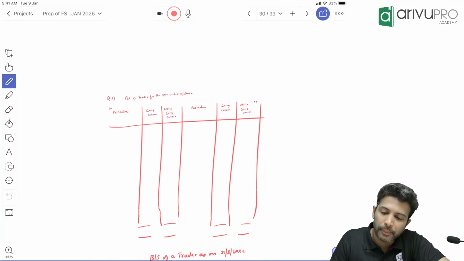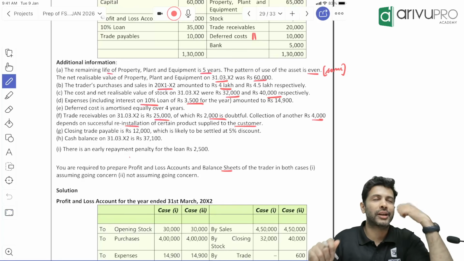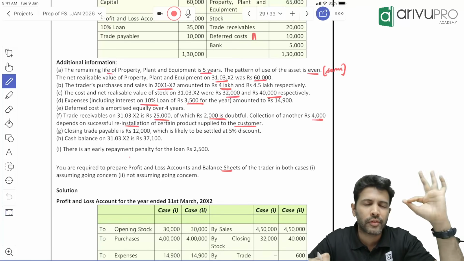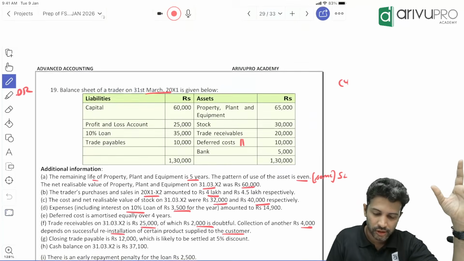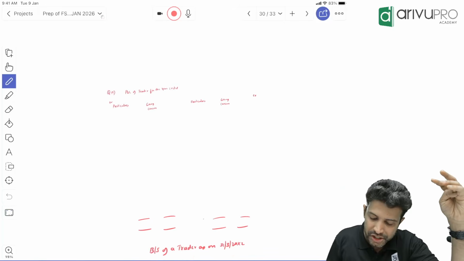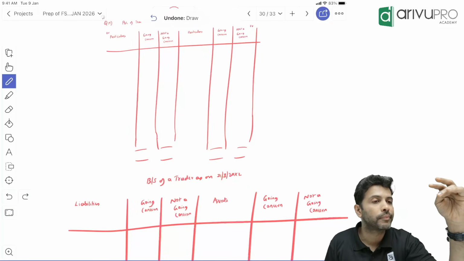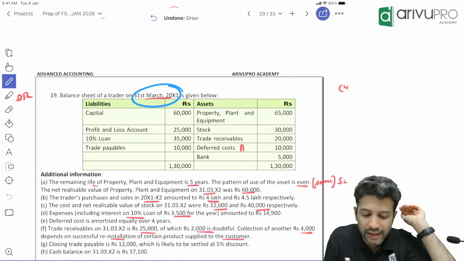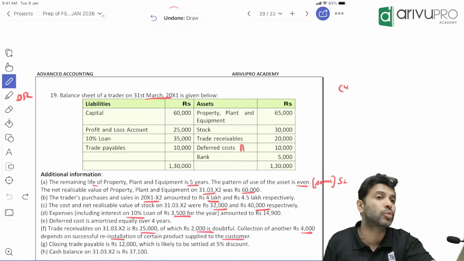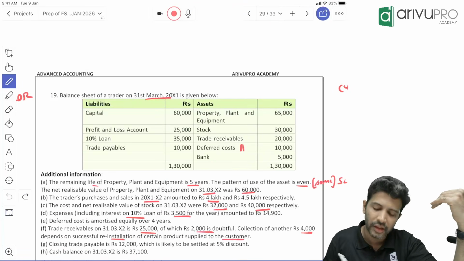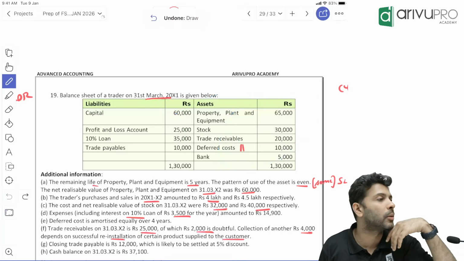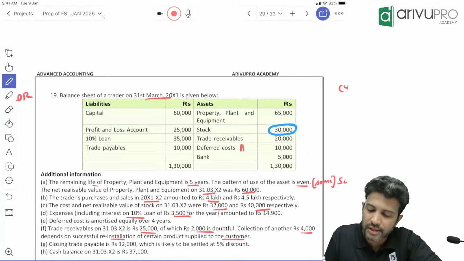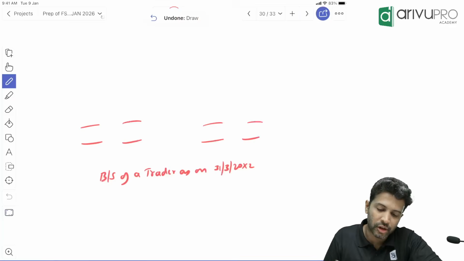Okay, now let's go line by line item and push it. Now visualize the trading P&L format order. First what will come? Opening stock. Sir, you are preparing the balance sheet as on 31st March 20X2? Yes. In the question, they have given the balance sheet as on 31st March 20X1. This is for last year. Last year's closing balance will become current year's opening. Closing stock of last year becomes opening stock of current year.